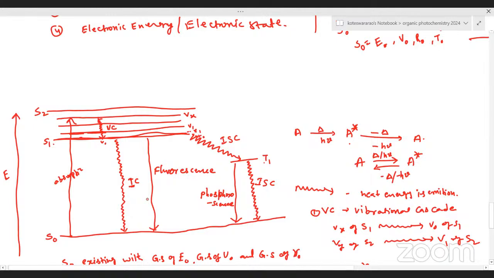Especially, the Jablonski diagram explains how the singlet excited state and triplet excited states are generated in the unsaturated carbons which are involved in photochemical reactions.